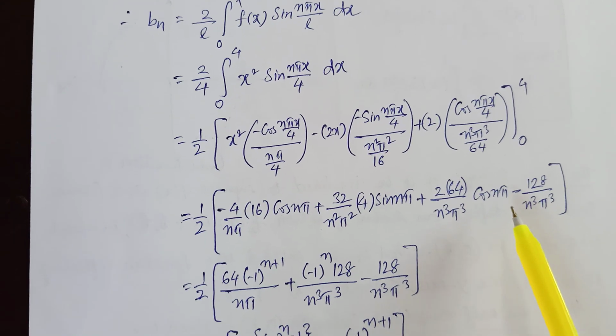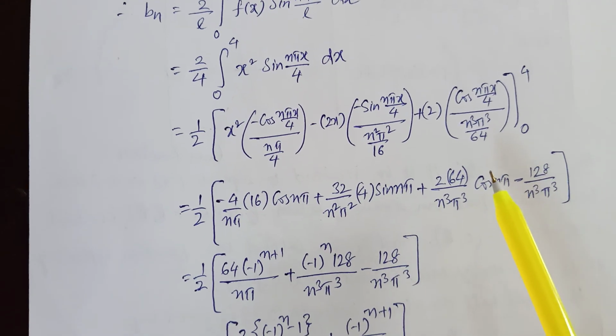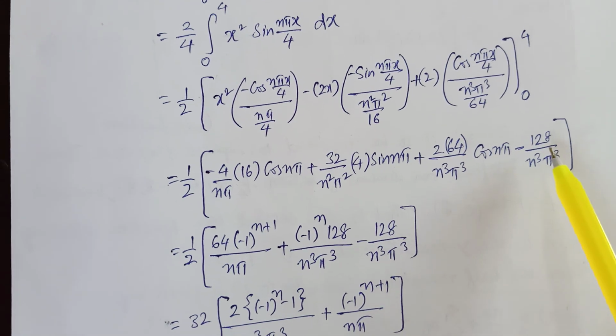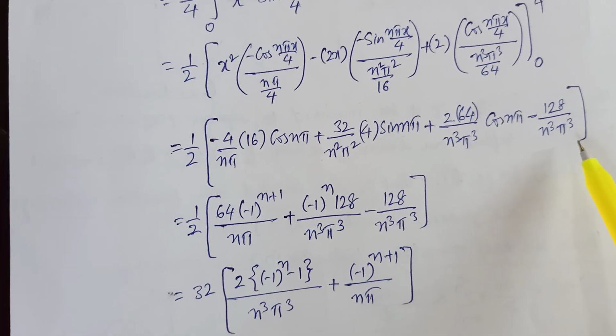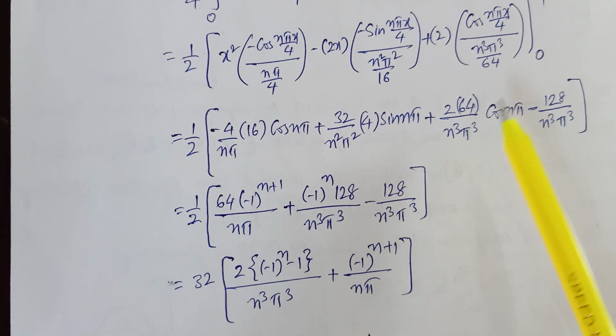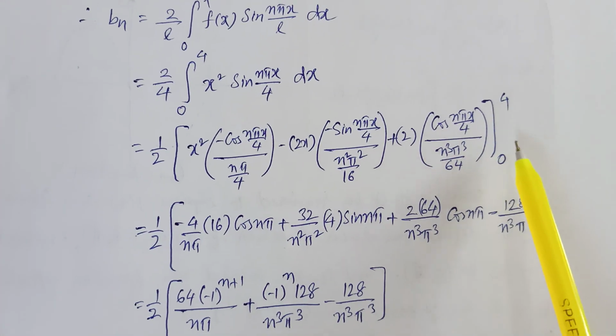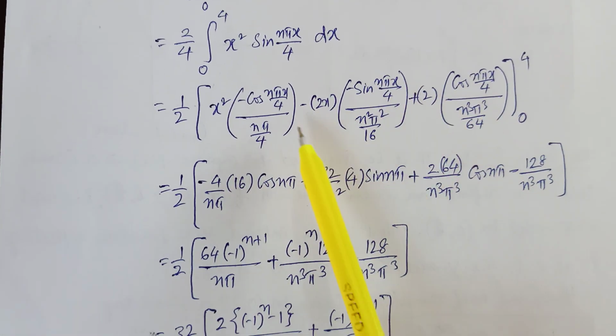And now similarly if you take the lower limit also, there you will get minus 128 by n cube pi cube. So this is the term you will get by taking the upper limit 4 and the lower limit 0.